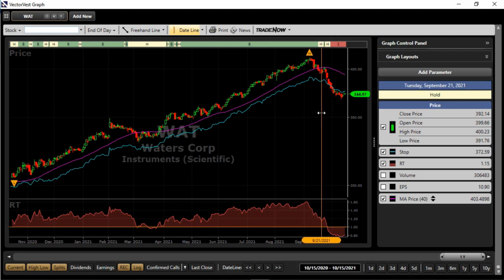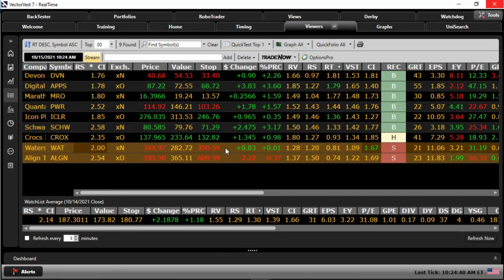It transitioned from a buy to a hold. The RT fell below 1 not too long after that, and then the stock fell below its stop price and is currently below its stop price with a sell rating. This stock is not doing what we want it to do. It's got an RT of 0.81 and it's below our stop price currently. So you want to consider exiting positions when they meet your stop criteria.